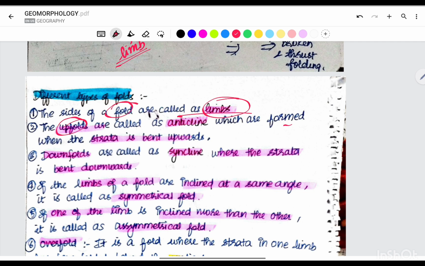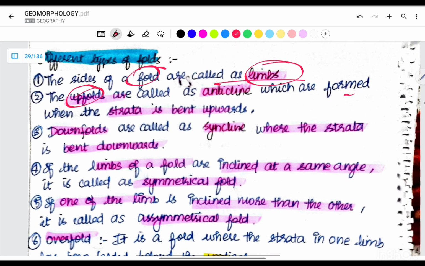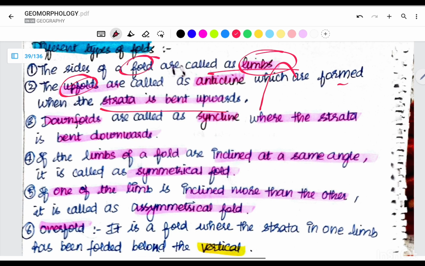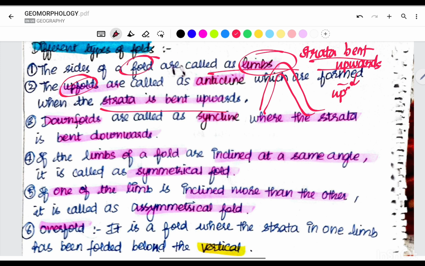The upfolds are called anticlines, which are formed when the strata is bent upwards. When the strata, the layer, is bent upwards, it is called the upfold.